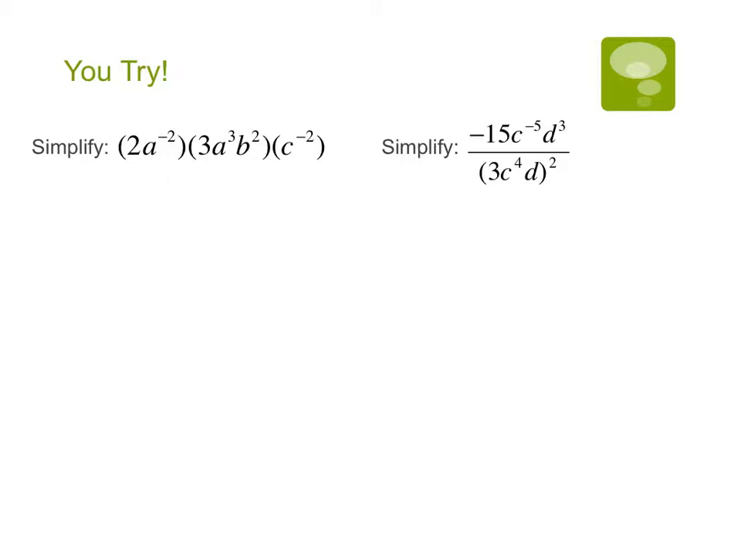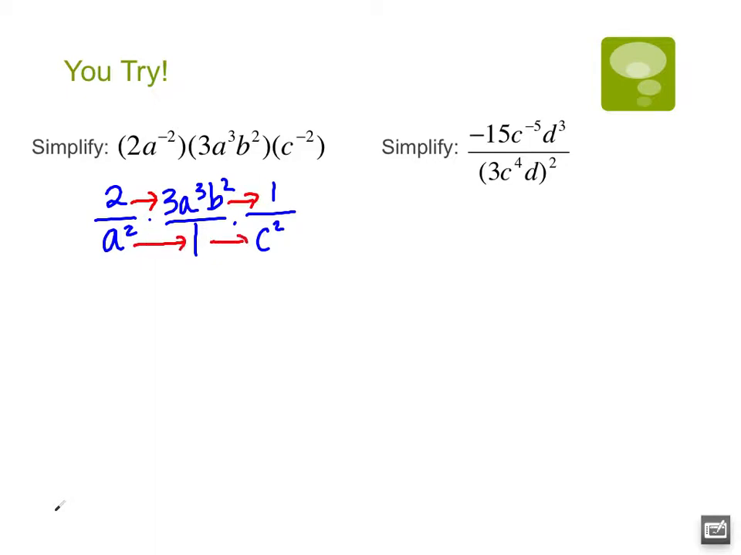Okay, hopefully you had a chance to try these. First thing I'm going to do is get rid of the negative exponents. If you did not put that over 1, that's fine. Okay, now I'm going to combine everything horizontally. 2 multiplied by 3 is 6, and then we have a to the third, b squared, all over a squared, c squared. Last thing that we can do is combine those a's. So this becomes 6ab squared all over c squared.